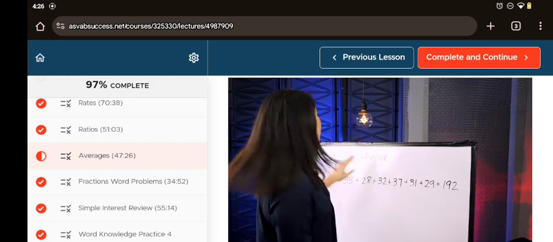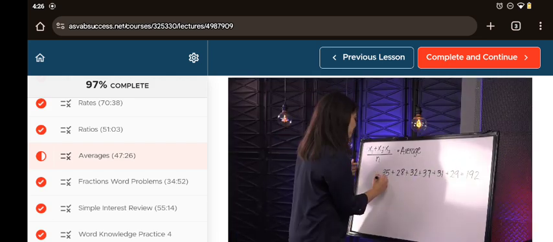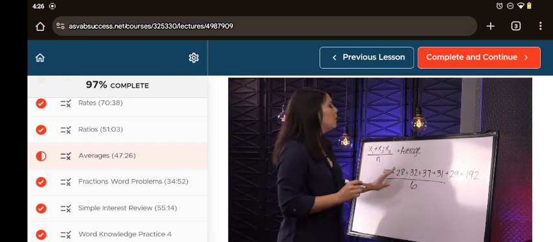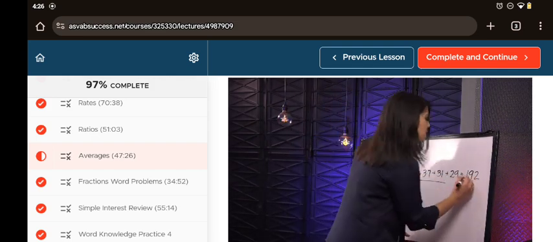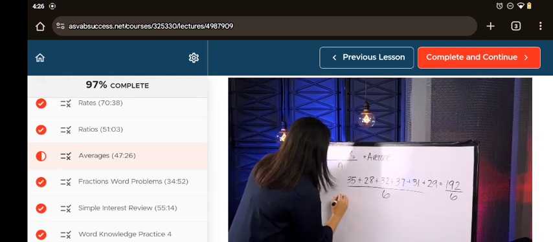Okay? Now the next step in our equation is to divide by however many numbers there are in the sequence. There are 6 numbers. That means that we will divide the whole thing by 6. Well, we already added this up, right? And we divided by 6, so we can do that to the other side too. 192 divided by 6. Then we went ahead and we divided. So let's do that down here.